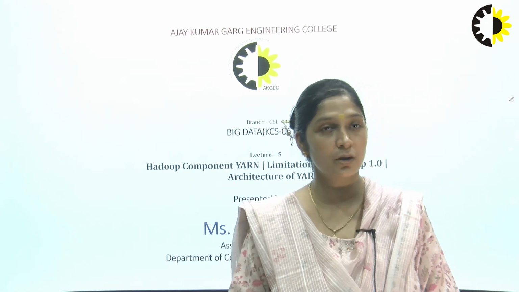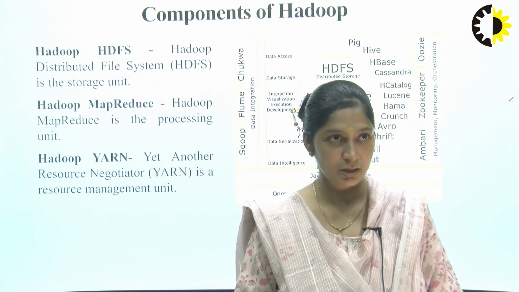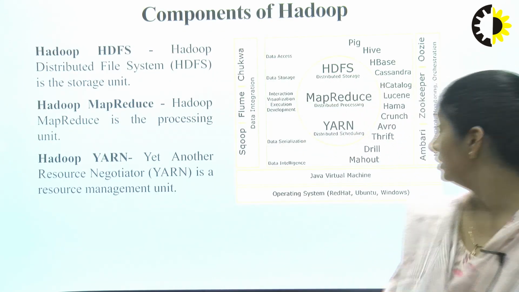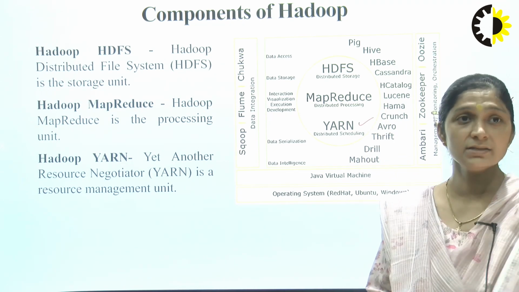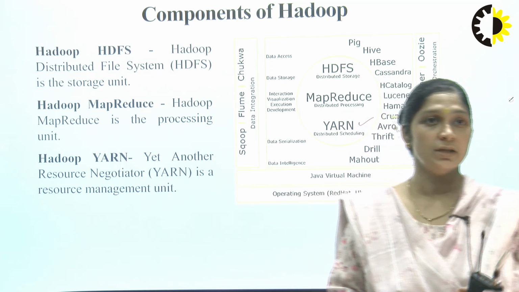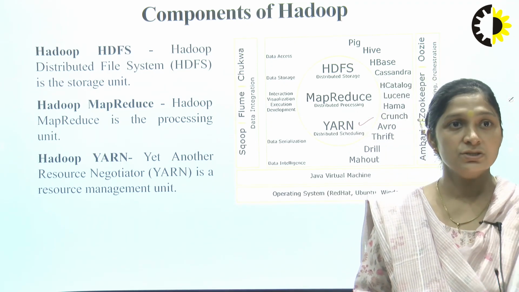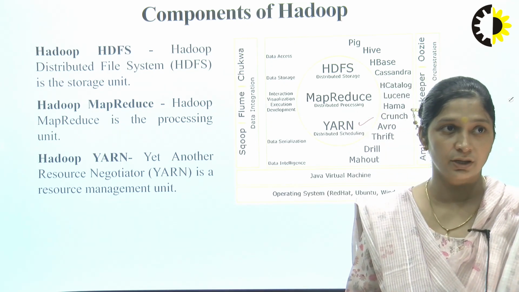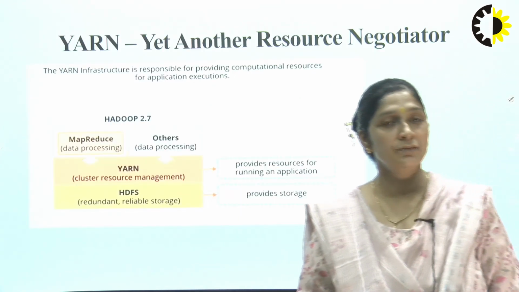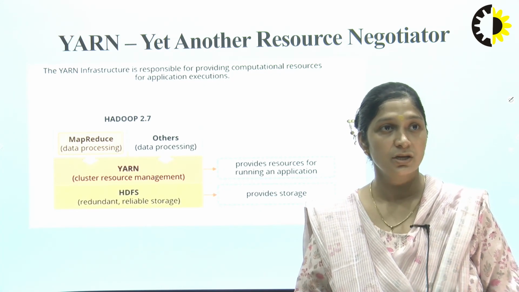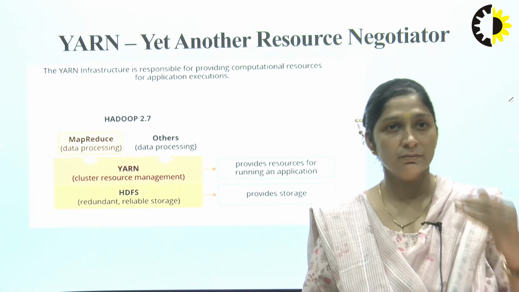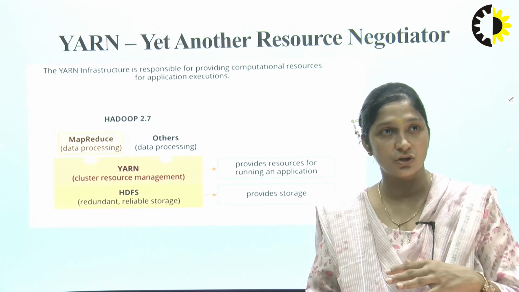In the previous video, we have discussed the first two components of Hadoop. In this video, we will see the third component of Hadoop, that is YARN. YARN is Yet Another Resource Negotiator, which is used for distributed scheduling. Basically, the YARN infrastructure is responsible for providing computational resources for application executions. We will see this step by step in the architecture of YARN.